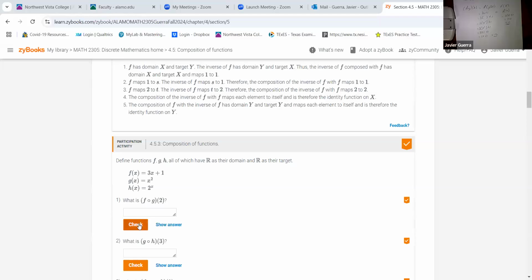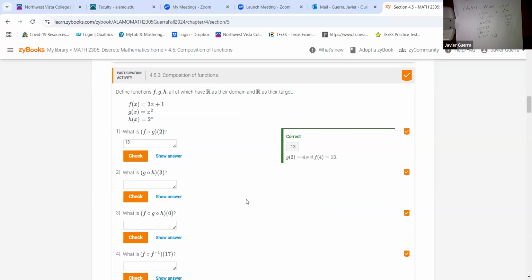All right, so let's take a look at it. Oh, I didn't put the answer in. 13. It is correct. What about G composed with H evaluated at 3? All right, well, let's do that one. So that is G of H evaluated at 3. All right, so let me put this back up.